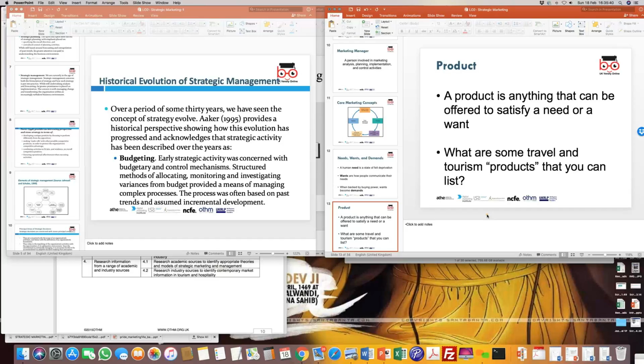The second concept is product. The concept is based on the fact that there are companies which offer a lot of services, but what they do is create specific products and services which meet or cater to a demand from a target segment.